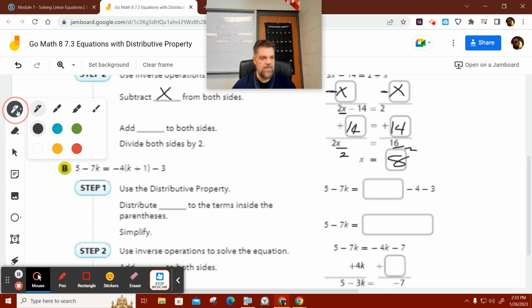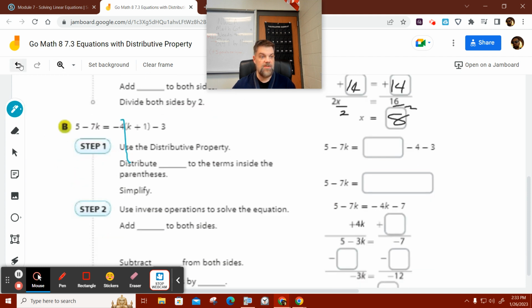We're going to use the distributive property first. What's negative 4 times k? Negative 4k. What's negative 4 times positive 1? Negative 4. And then I just tack on everything else, which stays the same. I just leave it there and tack it on. So what did we distribute, you guys?